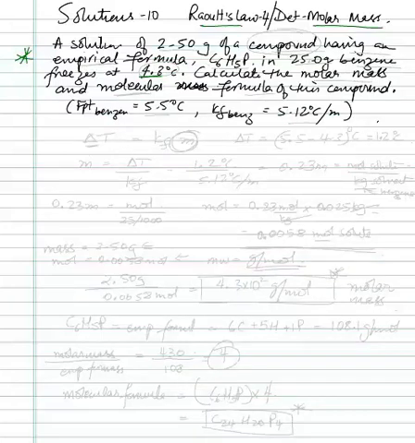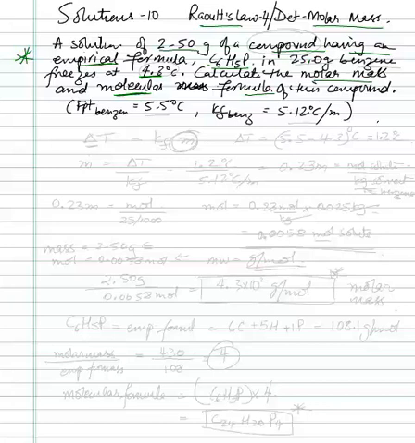A solution of 2.50 grams of a compound having an empirical formula of C6H5P in 25.0 grams of benzene freezes at 4.3 degrees Celsius. Calculate the molar mass and the molecular formula of this compound. So we have to calculate two things here, the molar mass and the molecular formula, which tells us that maybe the molecular formula is going to be different than the empirical formula. Remember, empirical formula is the lowest ratio of all the elements in there.